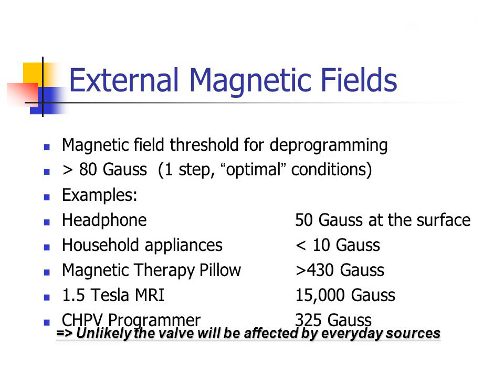Greater than 80 Gauss, one step, under optimal conditions. Examples: headphone, 50 Gauss at the surface. Household appliances, less than 10 Gauss. Magnetic therapy pillow, greater than 430 Gauss. 1.5 Tesla MRI, 15,000 Gauss. CHPV programmer, 325 Gauss. It is unlikely the valve will be affected by everyday sources.